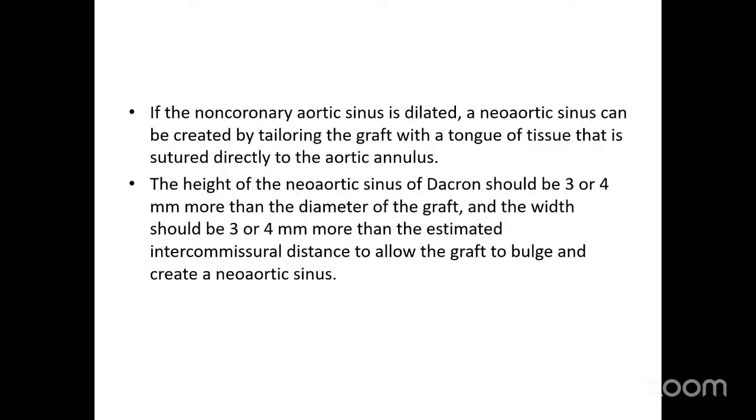If the non-coronary aortic sinus is dilated, a neo-aortic sinus can be created by tailoring the graft with a tongue of tissue that is sutured directly to the aortic annulus. The height of the new aortic sinus of Dacron should be 3 to 4 millimeters more than the diameter of the graft, and the width should also be 3 to 4 millimeters more than the estimated intercommissural distance to allow the graft to bulge and create a new aortic sinus.